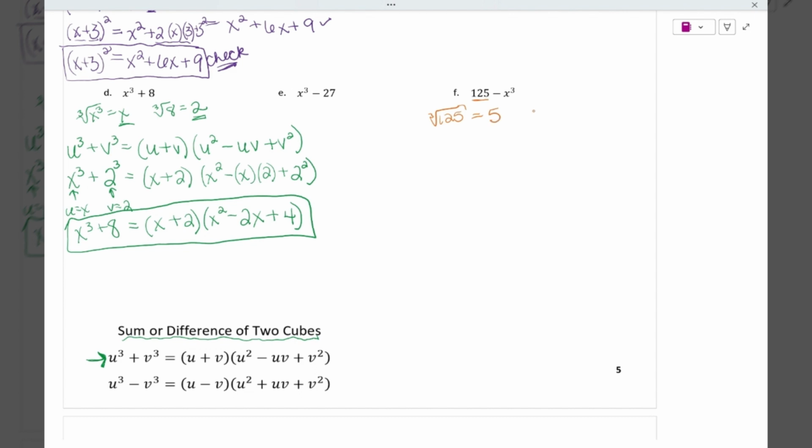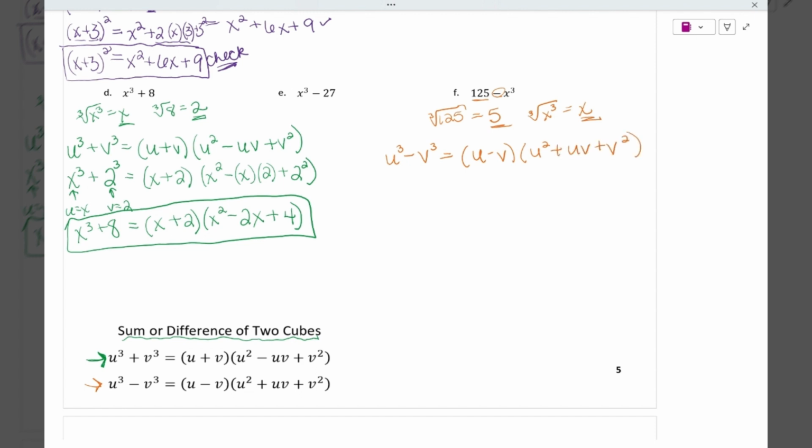The cube root of x cubed is x. So I can use the 5 and the x to help me factor here. And this is a difference between the two, so I'm going to use my second formula. So it's u to the third minus v to the third. I'm just rewriting that formula down there. U minus v, u squared plus uv plus v squared.